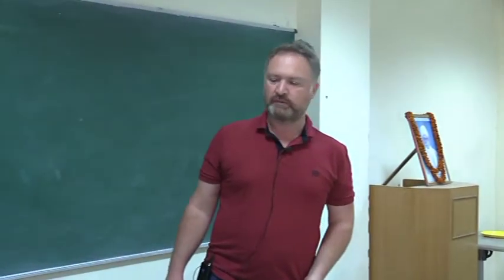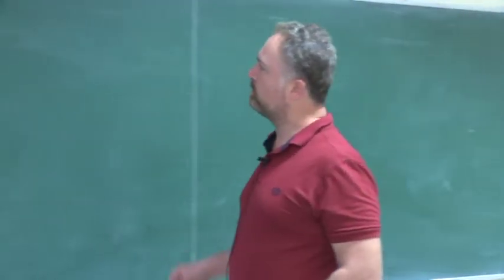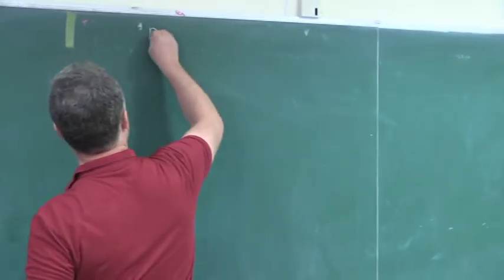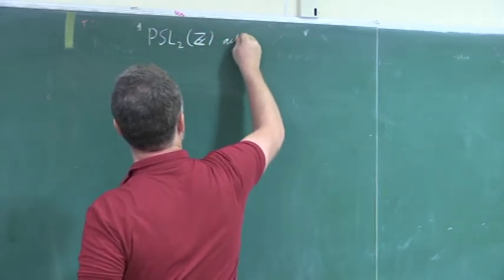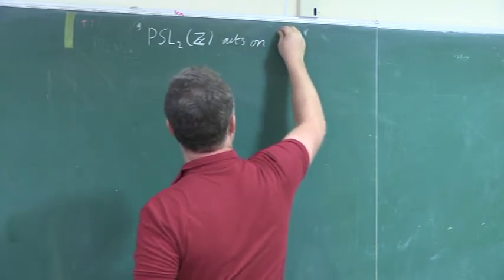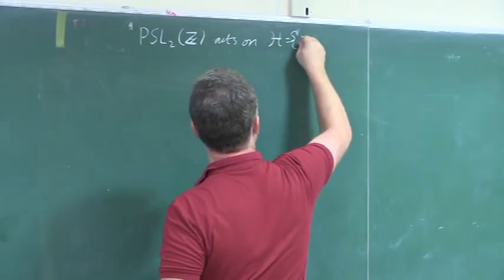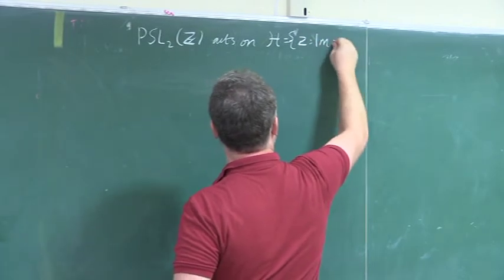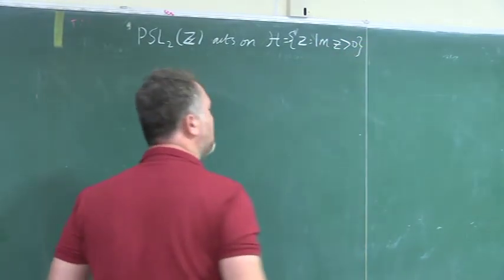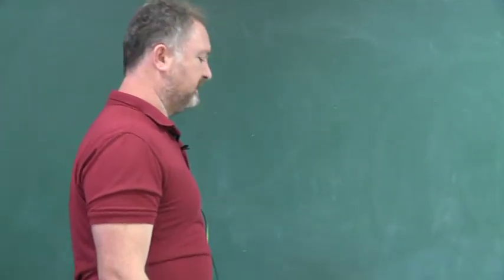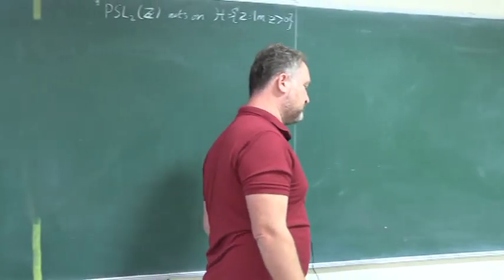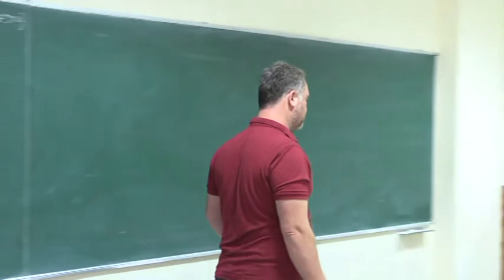One more action that I promised you to talk about. That is the action of the modular group PSL2Z on the upper half plane, which is a complex one-dimensional manifold. And this action obviously preserves the complex structure. And moreover, it respects the hyperbolic metric, the Poincare metric, at the same time.